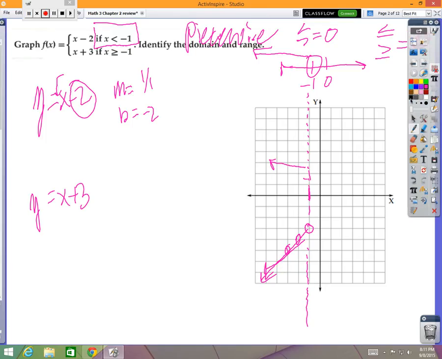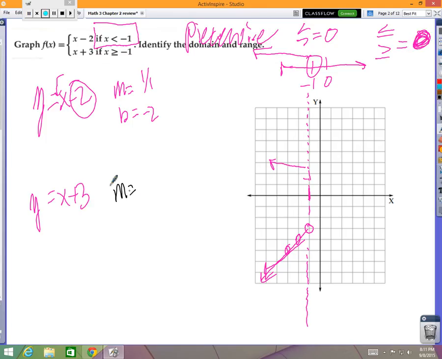Okay, now this next piece, x plus 3, my m is what's in front of x, my m is 1, my b is 3, so b is my first dot, my y-intercept on the y-axis. Go up 1, 2, 3, I got a dot, and then slope 1 over 1, up 1 over 1, up 1 over 1, up 1 over 1, up 1 over 1. Okay, so I've got a line that's going to go through all these dots. Now I just got to figure out what piece I want. I want the piece if x is greater than or equal to negative 1.